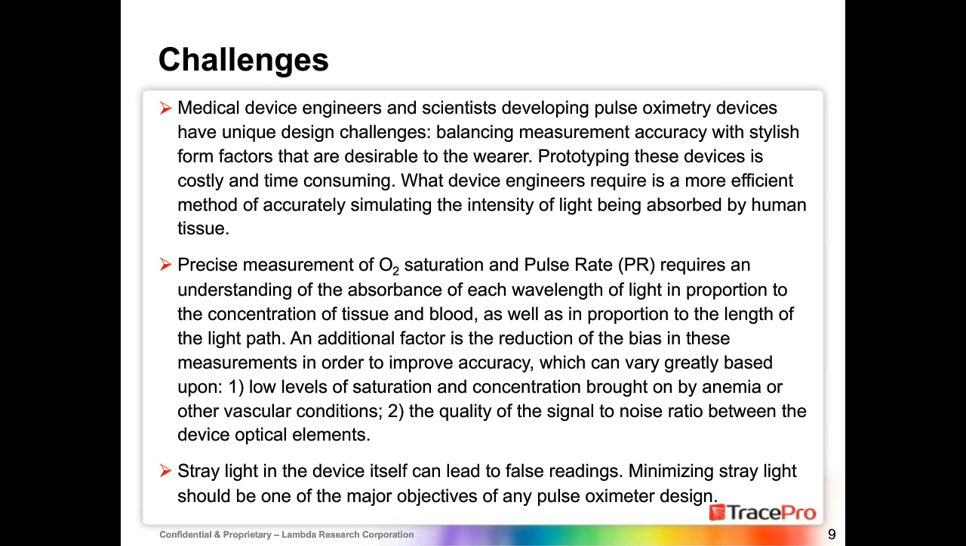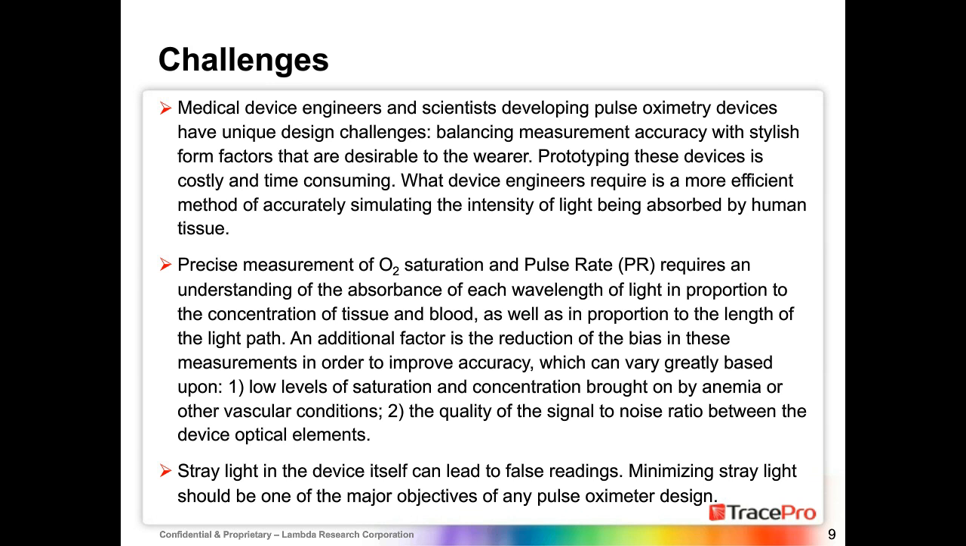So pretty much the precise measurement of O2 saturation and pulse rate requires an understanding of the basics of pulse oximetry, which are absorbance of each wavelength of light in proportion to the concentration of tissue and blood, as well as the proportion to the length of the light path. An additional factor is the reduction of the bias in these measurements in order to improve accuracy, which can vary greatly based upon low levels of saturation, or low concentration brought on by anemia or other vascular conditions.